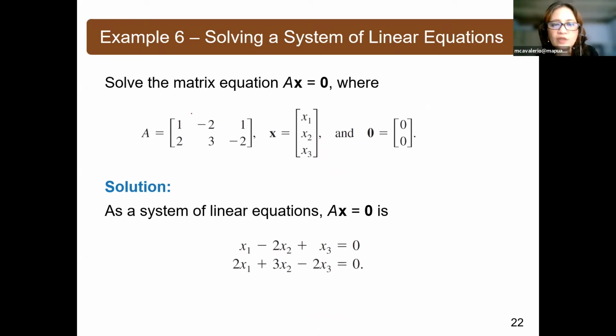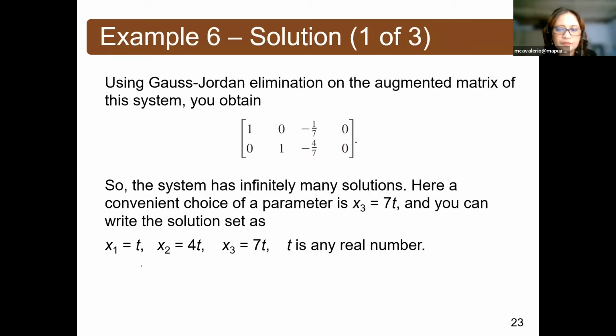Now let us solve the matrix equation A times X equal to 0, where A is a 2 by 3 matrix and X is a column vector, and wherein B is simply 0. As a system of linear equations, AX equal to 0 is expressed as 1 times x1 plus negative 2 times x2 plus 1 times x sub 3, which is equivalent to 0. And you have 2x sub 1 plus 3x sub 2 plus negative 2x sub 3, which is also equivalent to 0.